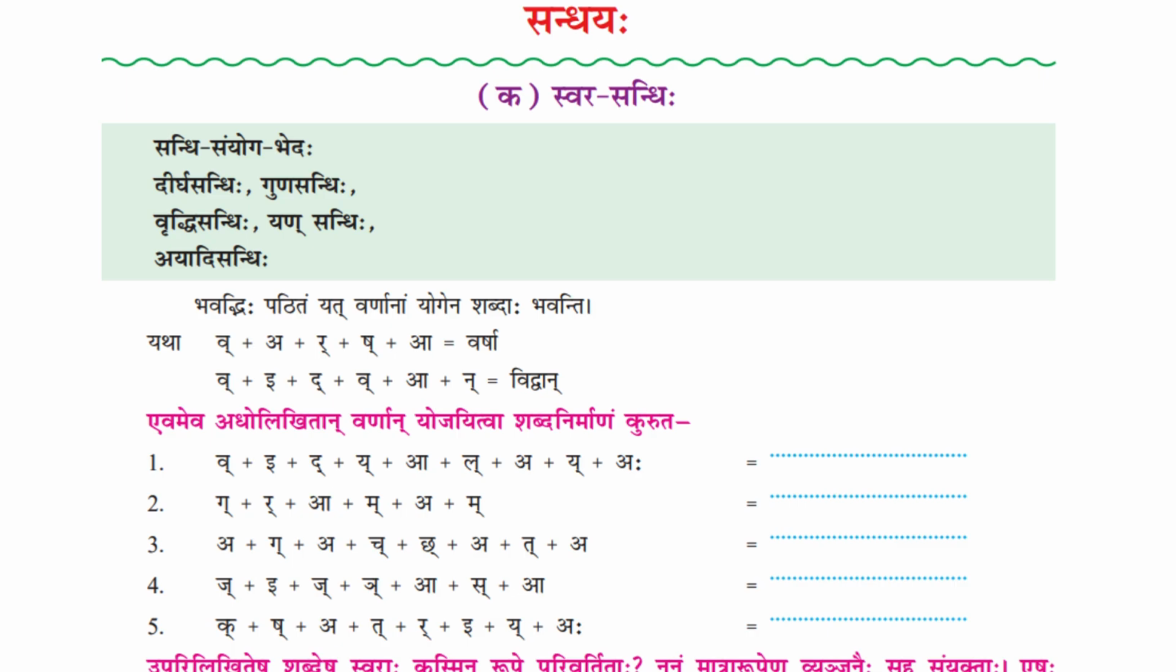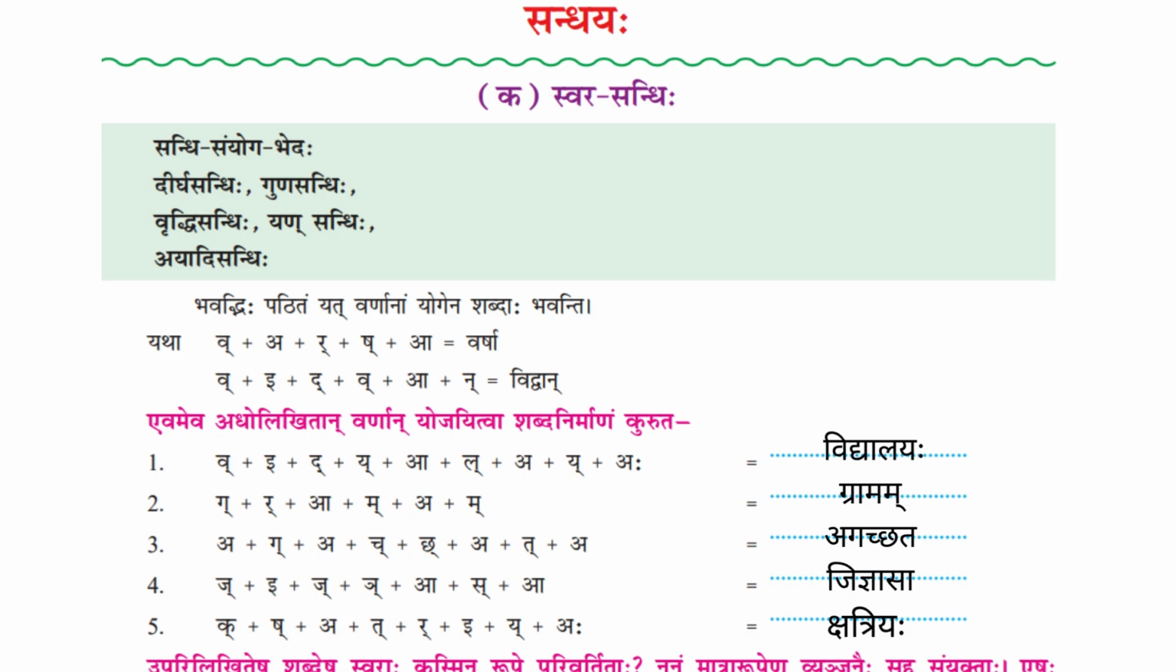So here you are asked to join these letters to make words. You can write it down. Here you have to add each vyanjan with its swara. That is v plus i, vi. D plus y plus a, dya. L plus a, la. Y plus aha, yaha. So put together Vidyalayaha. Second one, Gramam.